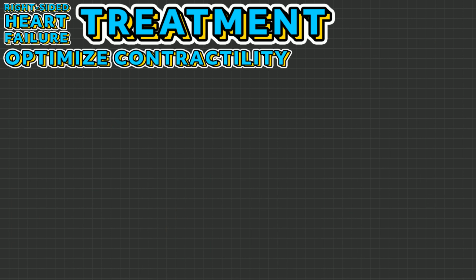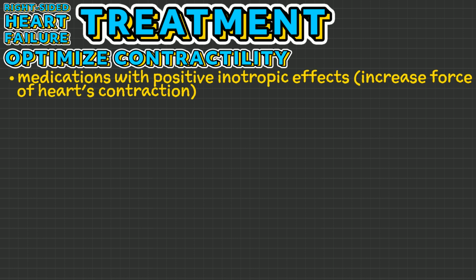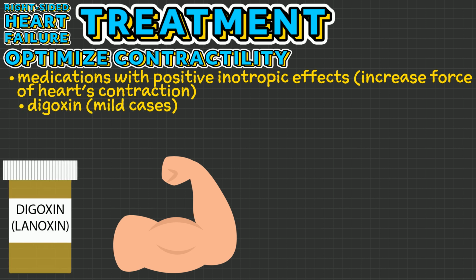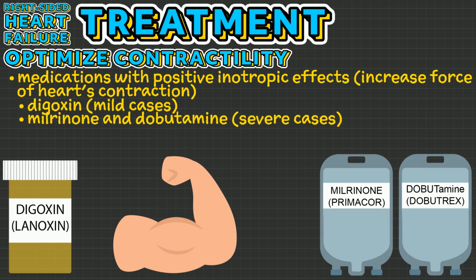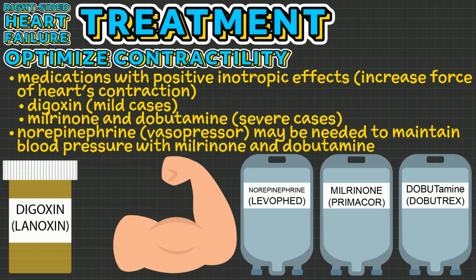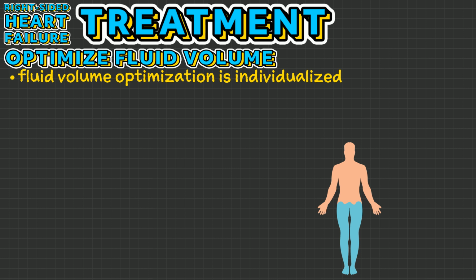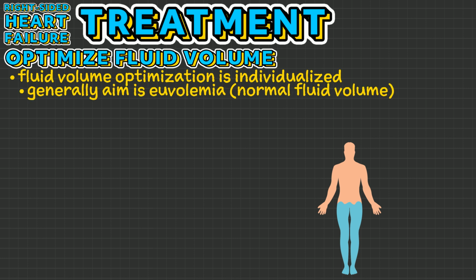Optimizing contractility is achieved using medications with positive inotropic effects, or those that increase the force of the heart's contraction, such as digoxin in mild cases and milrinone and dobutamine in severe cases. Norepinephrine, a vasopressor, may be needed to maintain blood pressure alongside milrinone and dobutamine, as they have vasodilating properties. Fluid volume optimization with right-sided heart failure is individualized, but generally the aim is euvolemia, or a normal fluid volume.